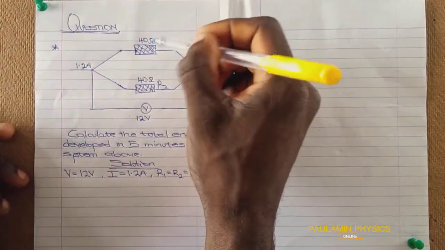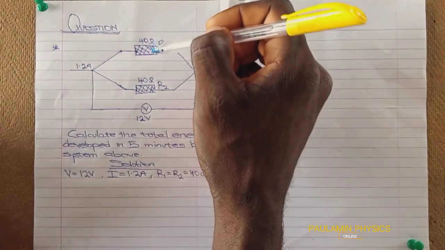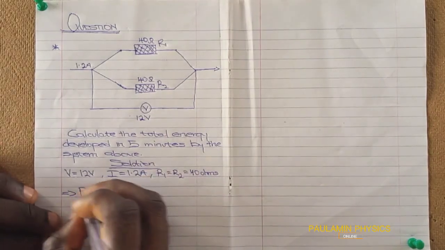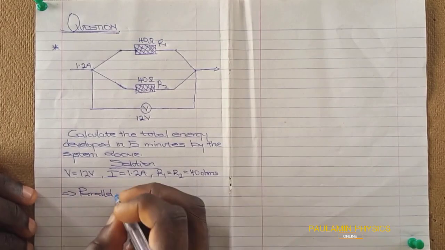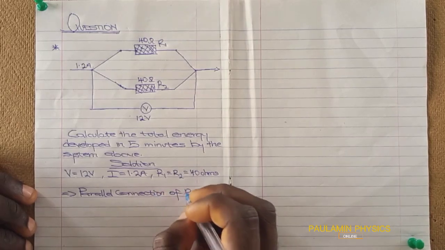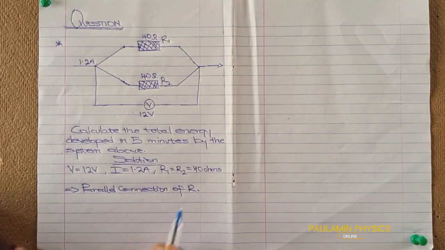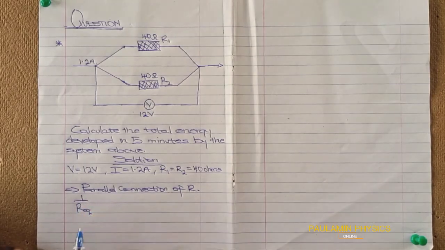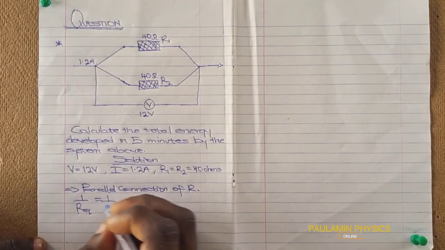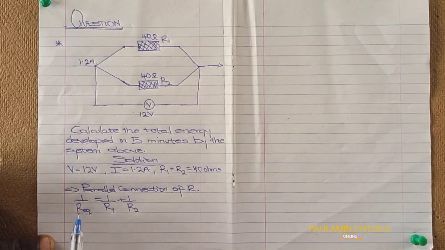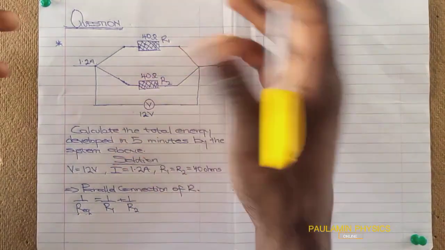All right. So to solve this question, I know now that I have two resistors connected in parallel, so I will have to look for their effective or equivalent resistance. To do that, let us recall that for parallel connection of resistors, the formula is 1 over Req, where Req is the equivalent resistance of the resistors. This will be equal to 1 over R1 plus 1 over R2, so that I can obtain the equivalent or effective resistance in this whole circuit.